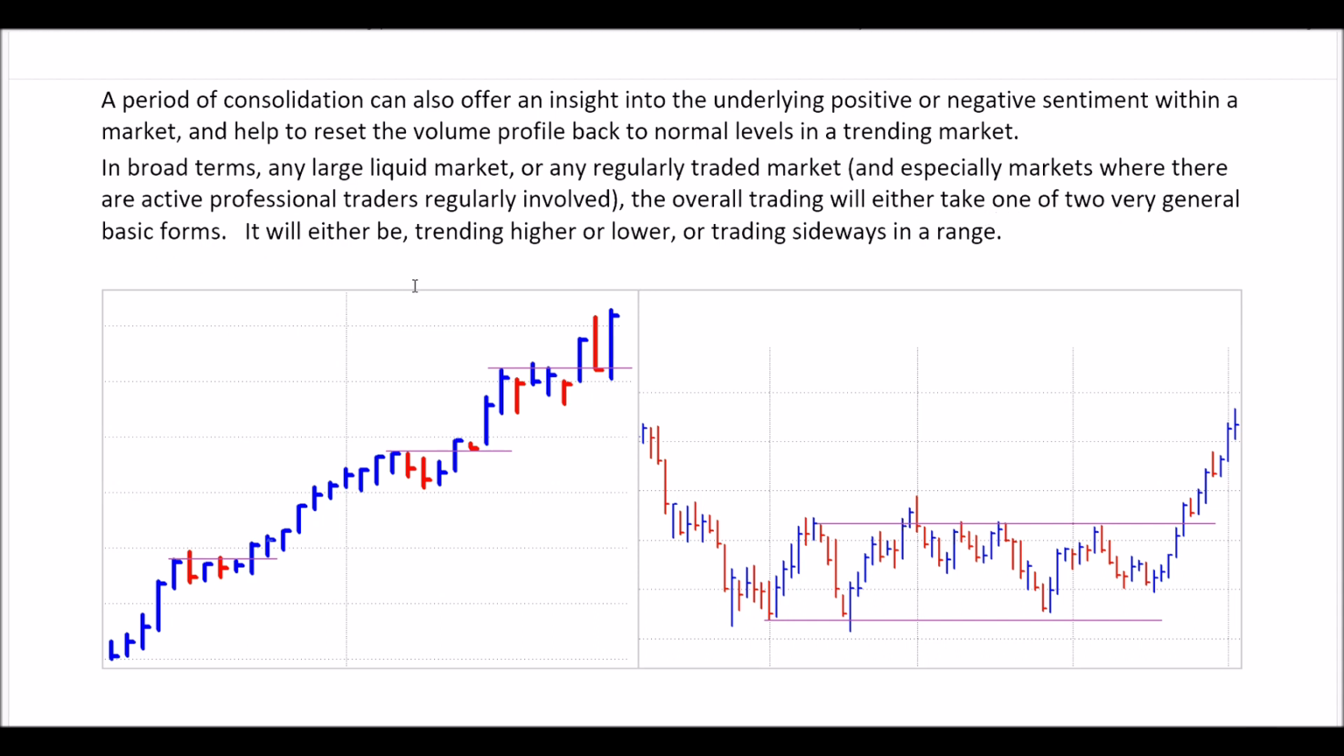It will either be trending higher or trading sideways in a range. You can see this market is trending higher, moves into a little period of consolidation, trends higher again, period of consolidation, another push higher. And this market is obviously trading sideways within a range. It was trending lower, and then after it breaks out, it begins trending higher.